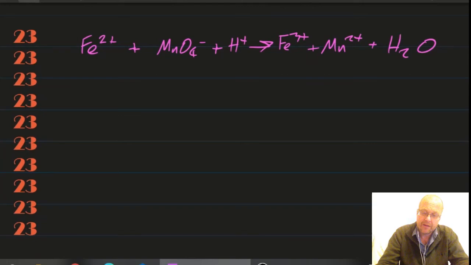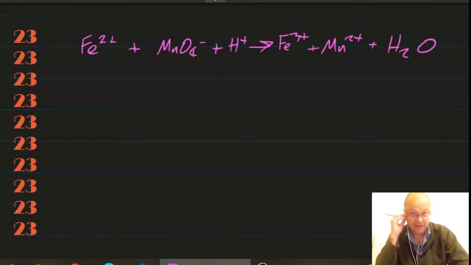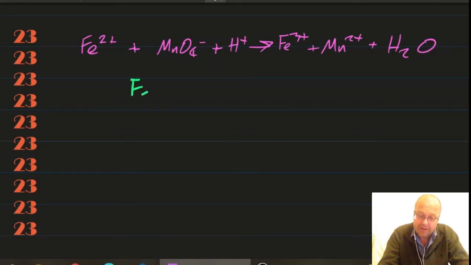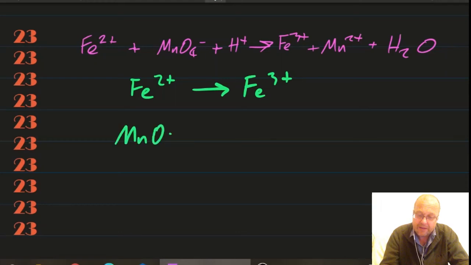23. Balancing in acidic solution. I actually like these. I have to pretend I like everything about chemistry. I do like these. Okay, so the first thing to do is to split it up into 2 obvious halves. That's what I tell the kids. So I've got iron 2+ to iron 3+, and then I've got this kind of manganate-y thing going to Mn2+.